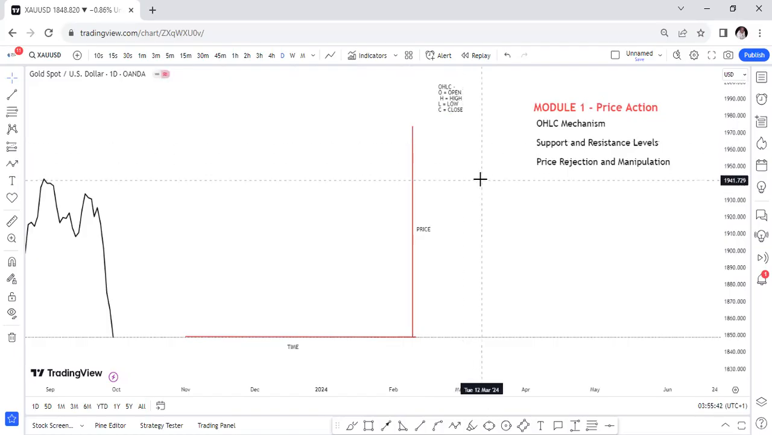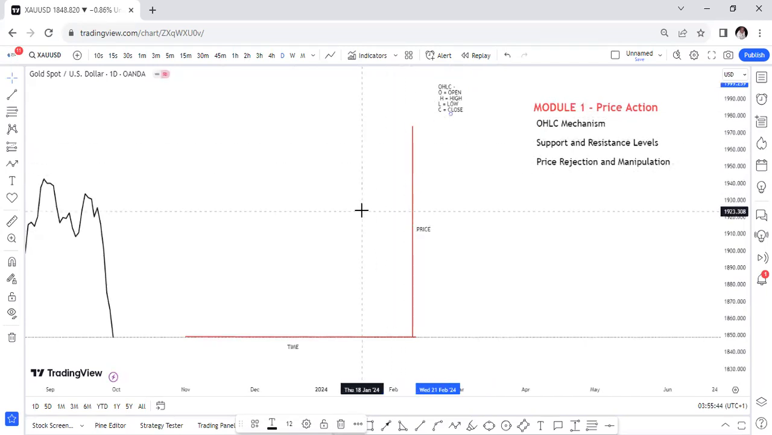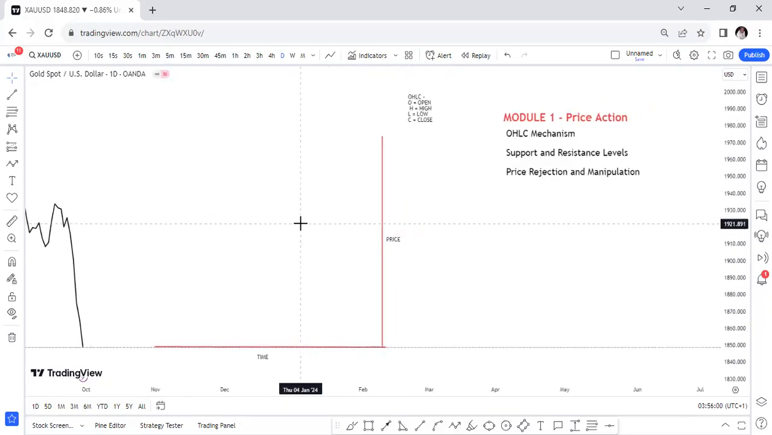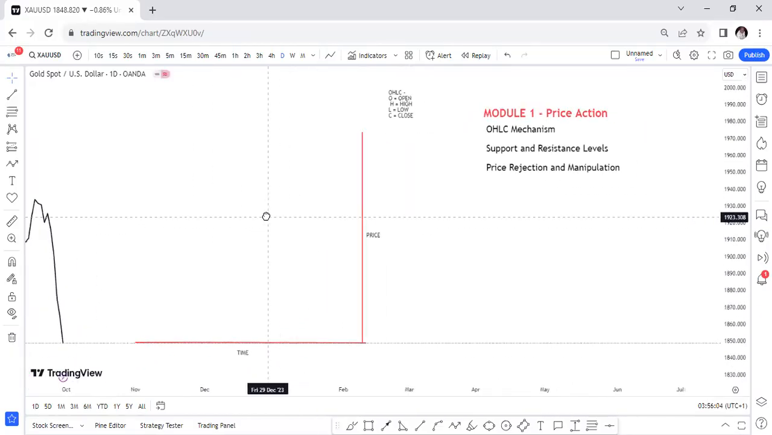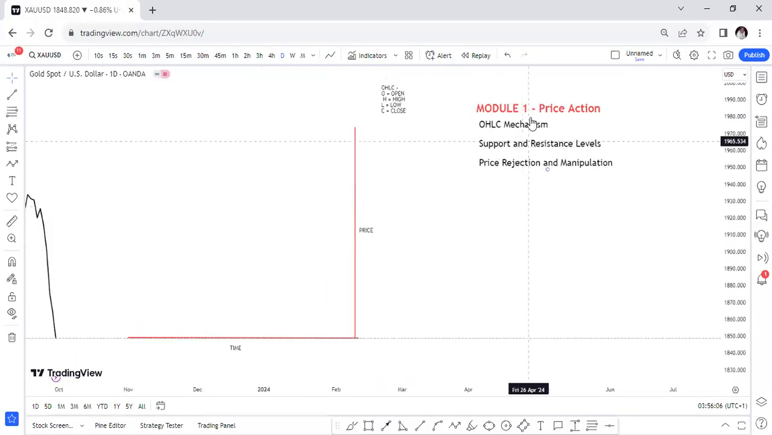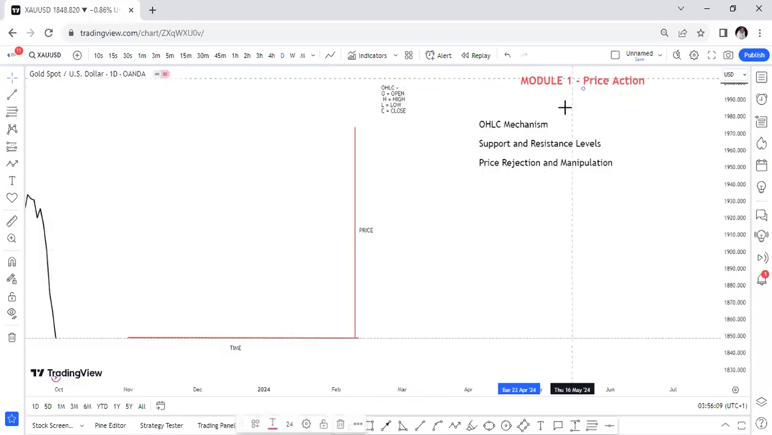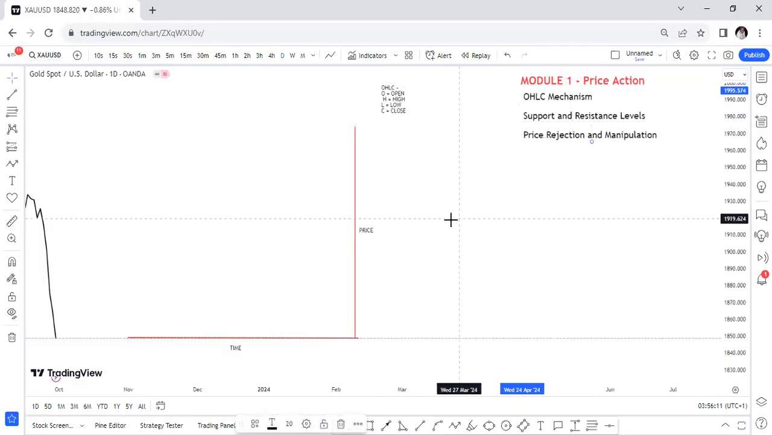So we go to the next, having gathered information. Now, how does price move? You must understand the mechanism, the dynamics of price action along these demand and supply paths, along this chart.